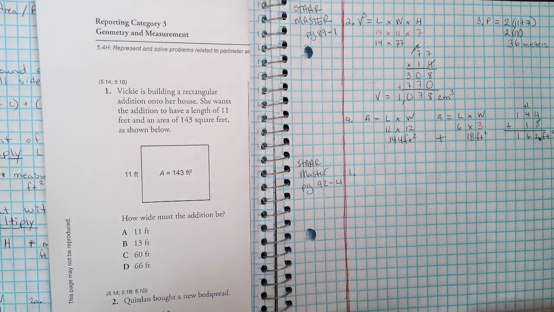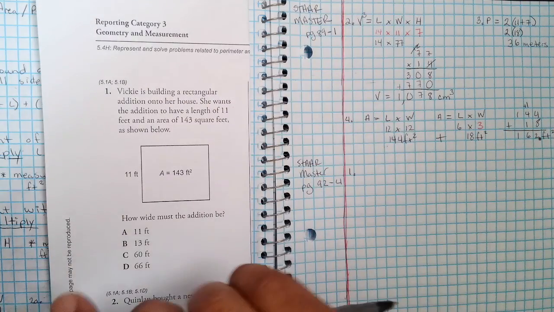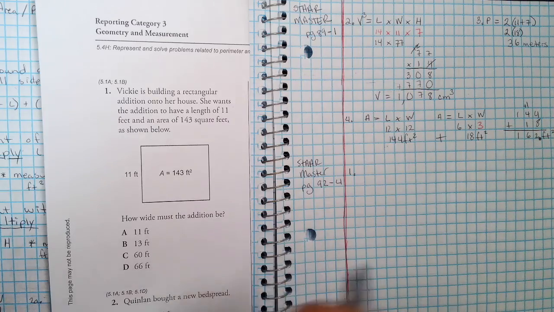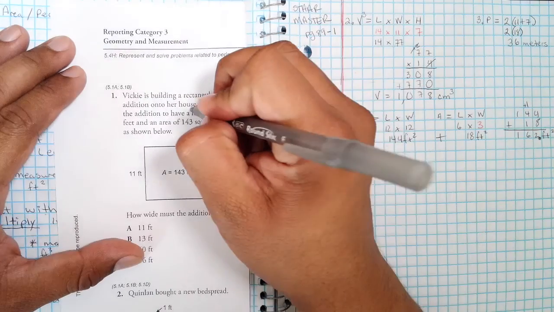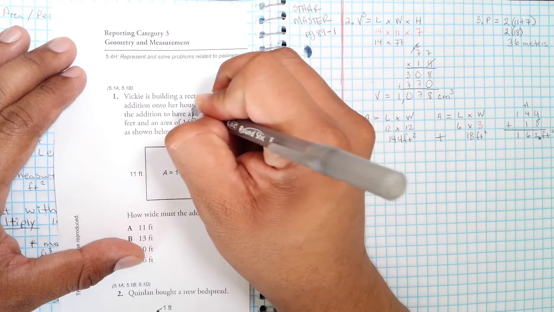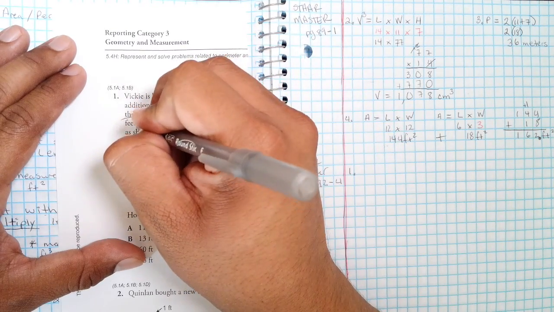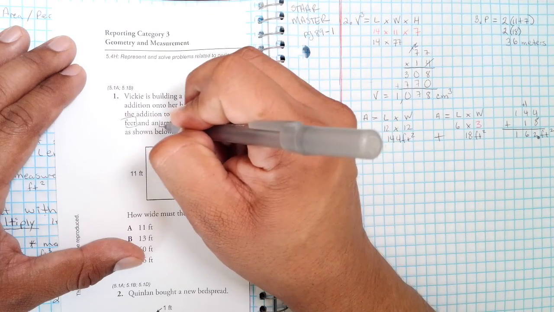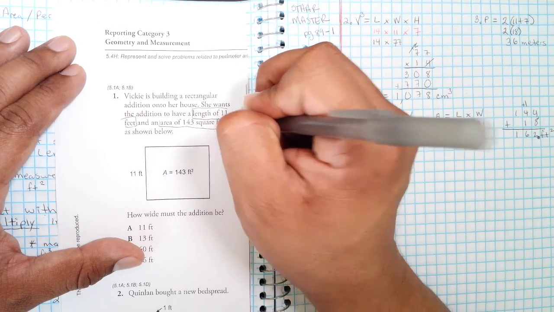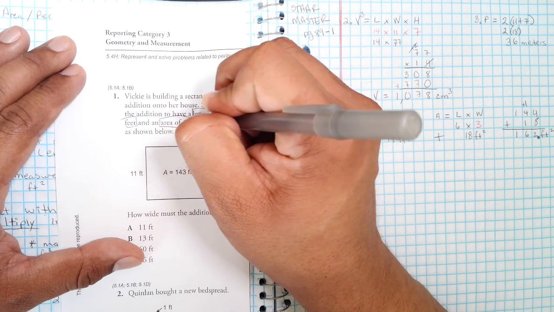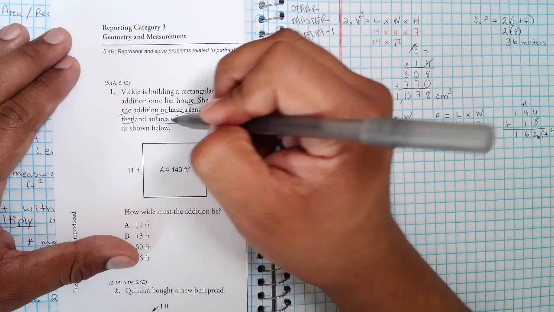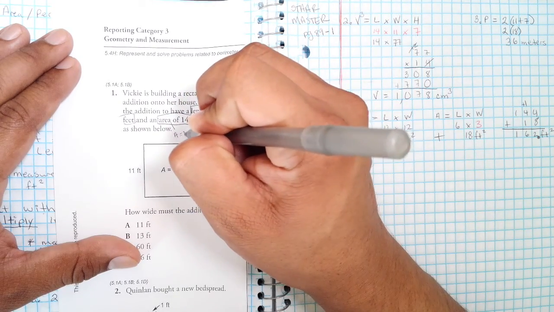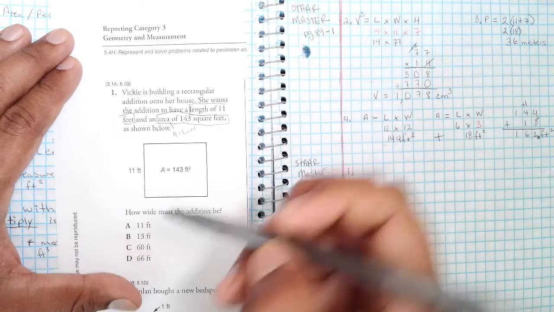Excuse me. All right, so Vicky is building a rectangular addition onto her house. She wants the addition to have a length of 11 feet. I'm going to include the length part because it's our descriptor. Length of 11 feet. And an area of 143 square feet. Okay, and once again, area is letting me know area equals length times width.